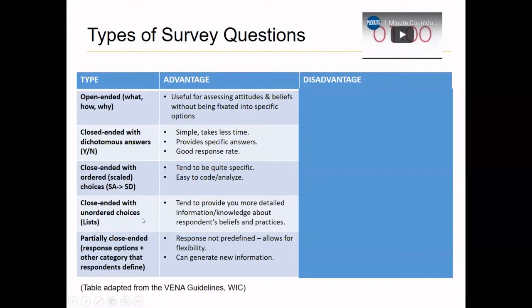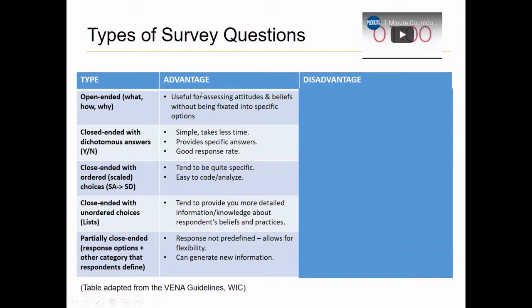Closed-ended with unordered choices, so this could be lists of things. So maybe it's a list of majors, and you have to indicate what your major is. So it does give you information, again, about respondents' beliefs and practices. The last one is a partially closed-ended. So this is any question, and it has an other, please specify category where it allows you to mark other and then to define what other is. So anytime you see an other and please specify, that is considered a partially closed-ended question.